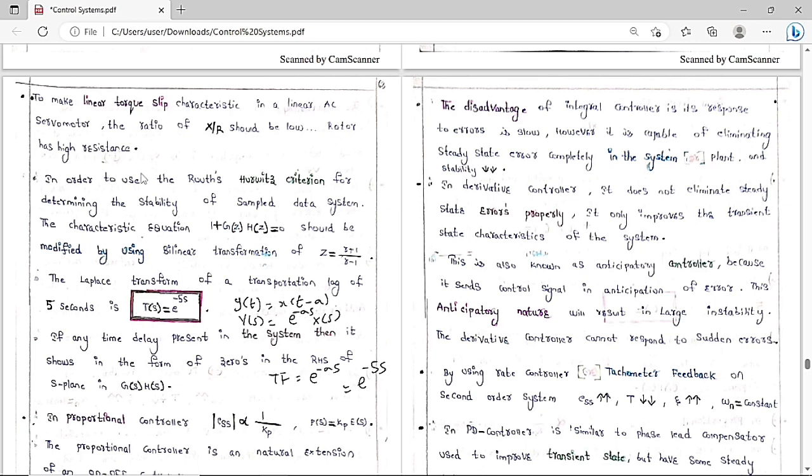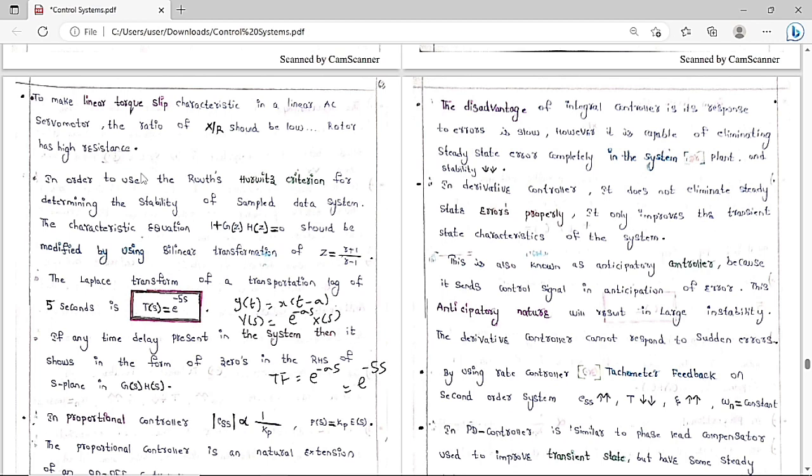In simple words, if you draw the pole zero plot of an open loop transfer function G(s)H(s), and you see some zeros present in the RHS of the s plane, it indicates that some type of time delay is present in this open loop transfer function. So finally, if any time delay is present in a system, then it shows in the form of zeros in the RHS of the s plane in the open loop transfer function G(s)H(s).